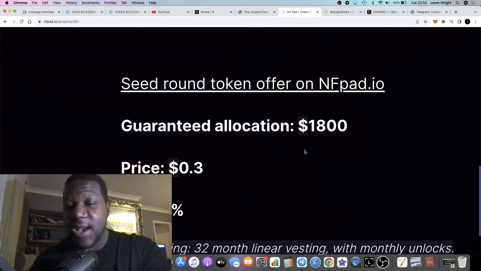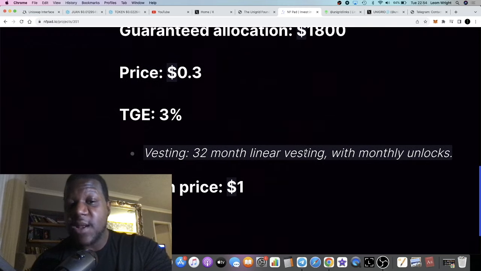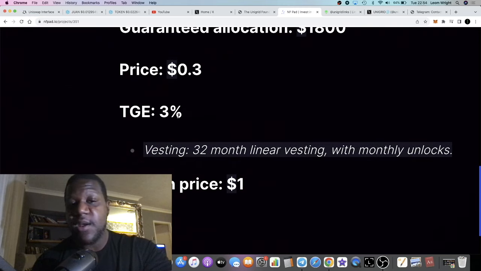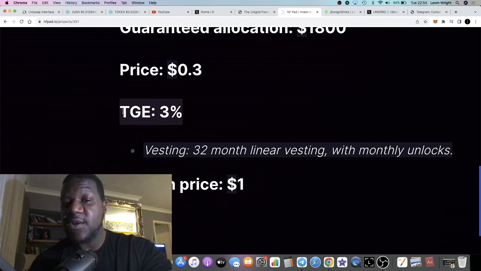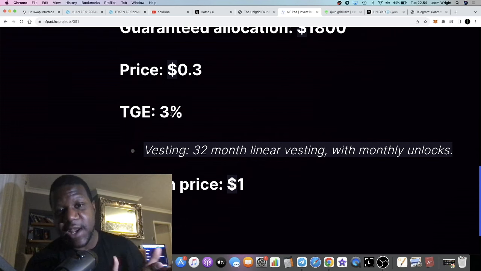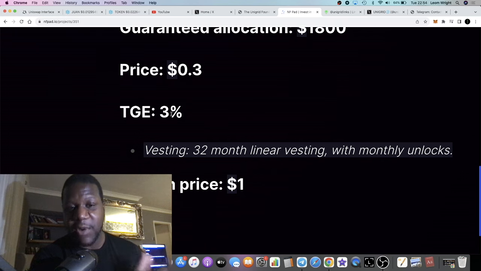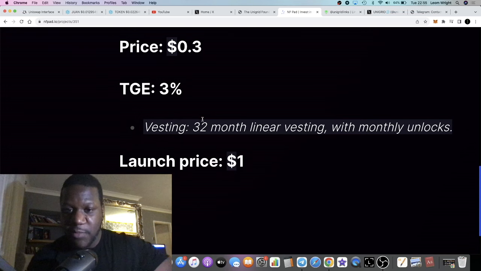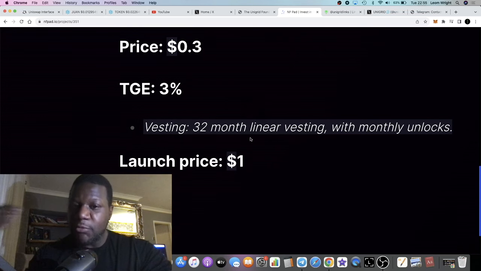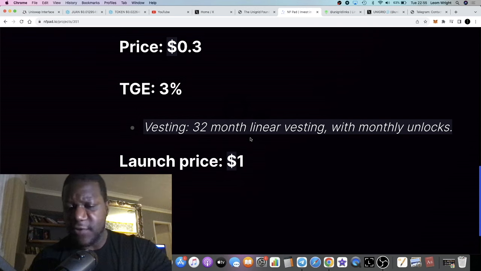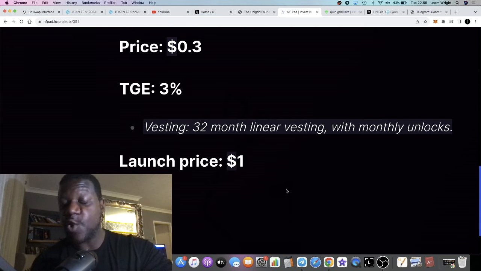The price will be 0.3 cents. Again, that is 30 cents. There will be 3% of supply at token generation, so you'll get 3% dropped to you once the token goes live, at TGE. So with your investment, you get 3% on day one once this goes live. And then it is vesting for 32 months linear with monthly unlocks. I believe it's about 3% a month that you will get over 32 months.